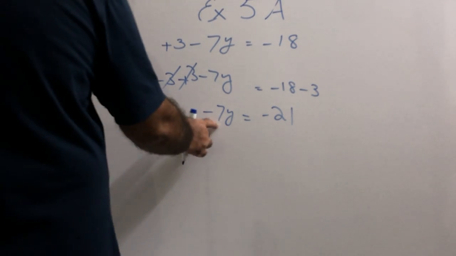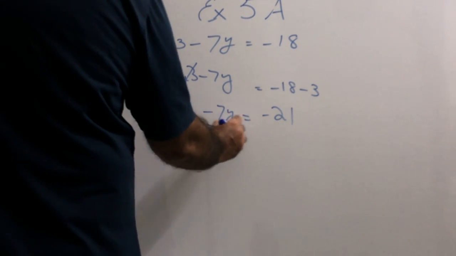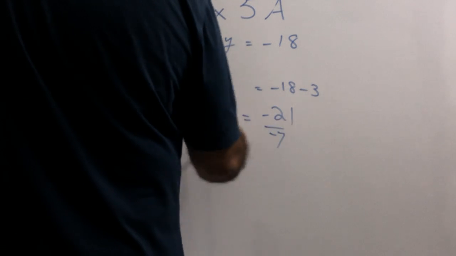Now we need to get rid of minus 7. It is being multiplied. So divide both sides with minus 7.